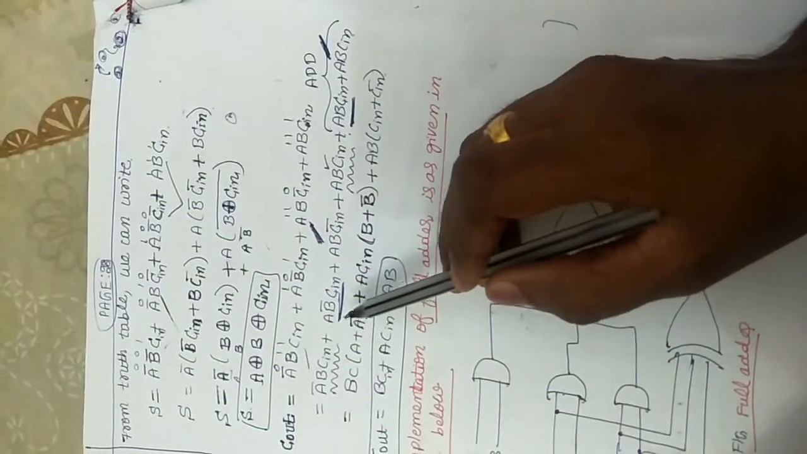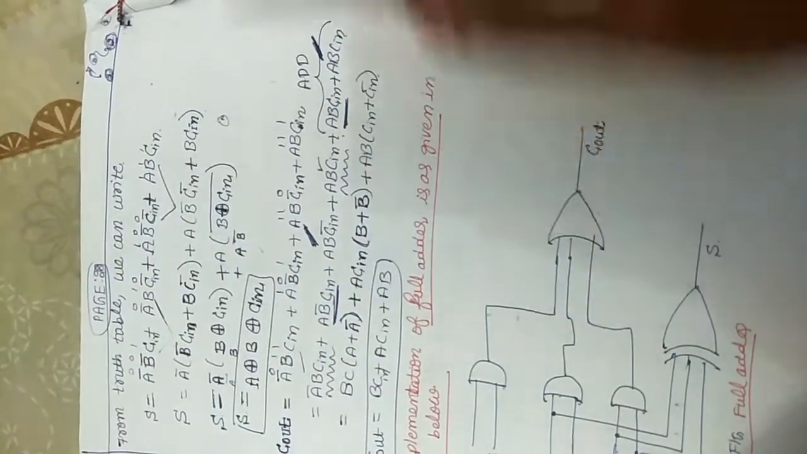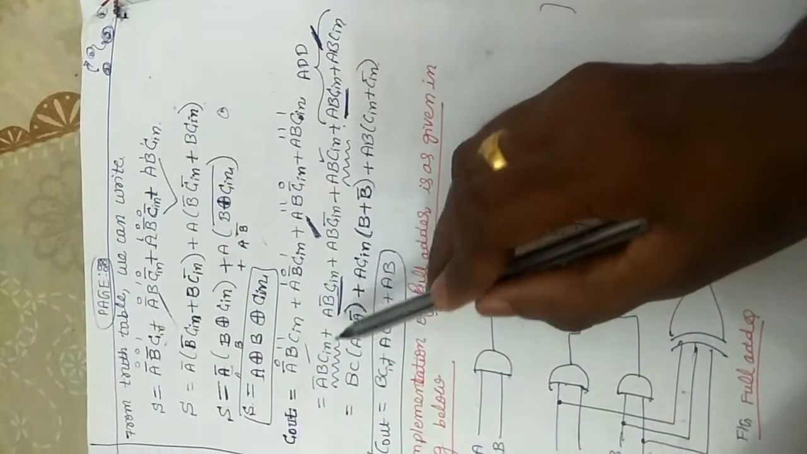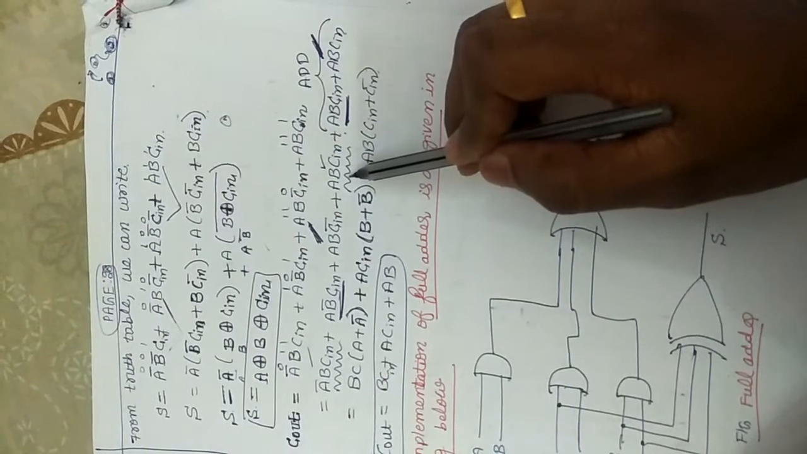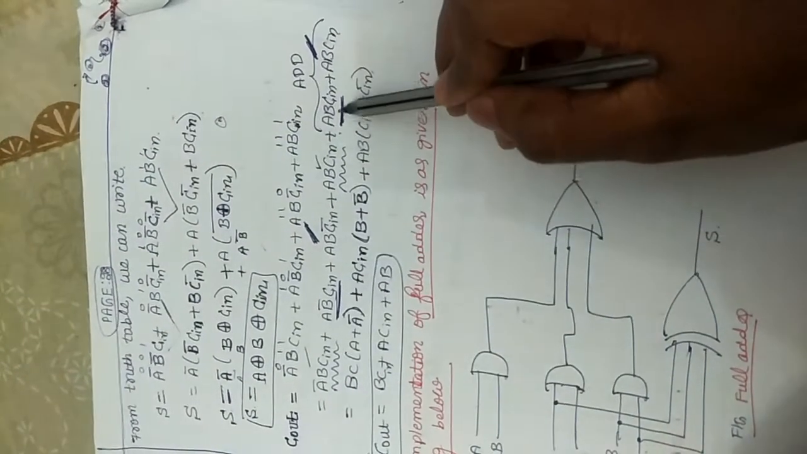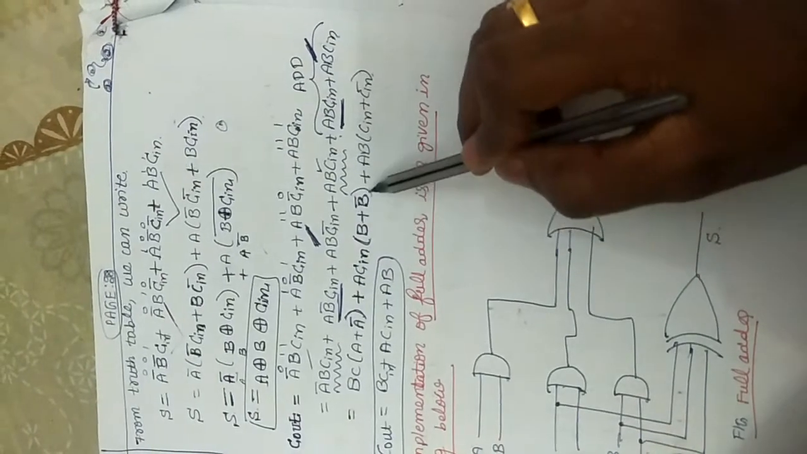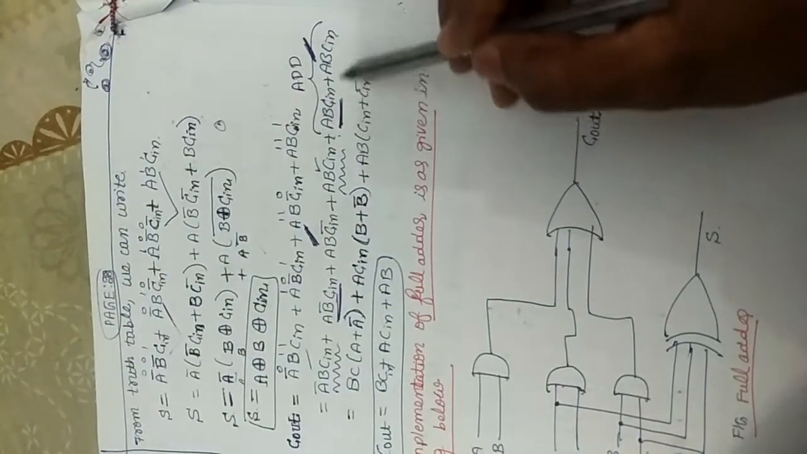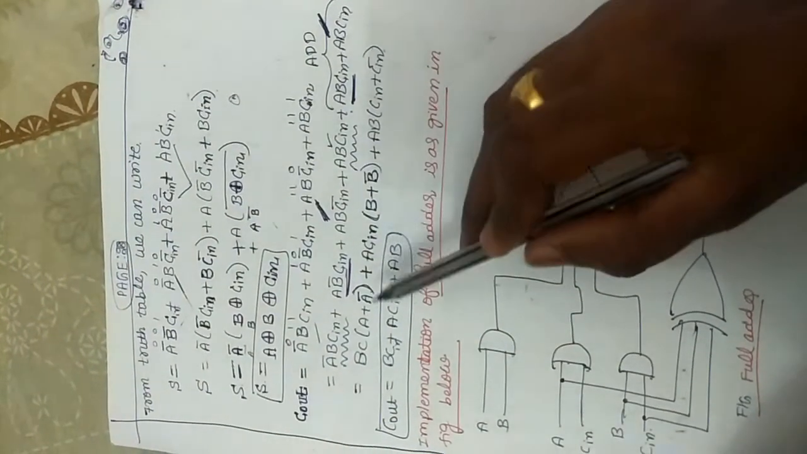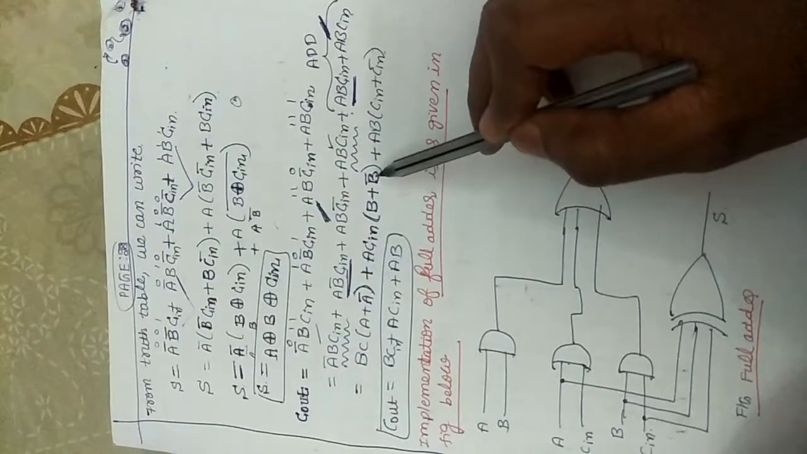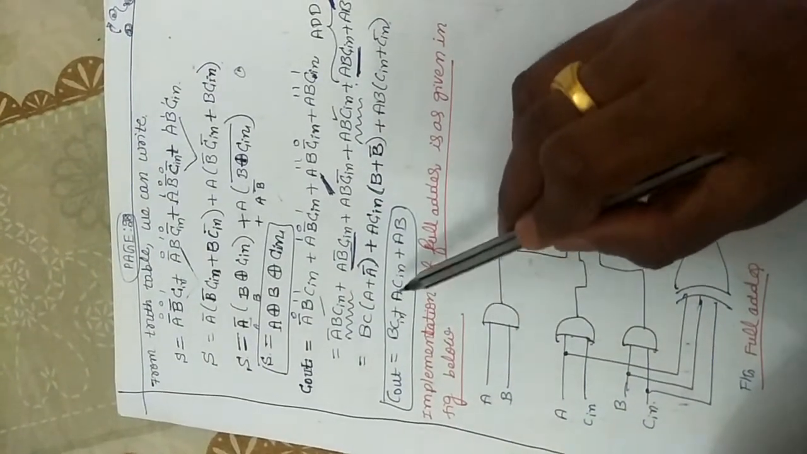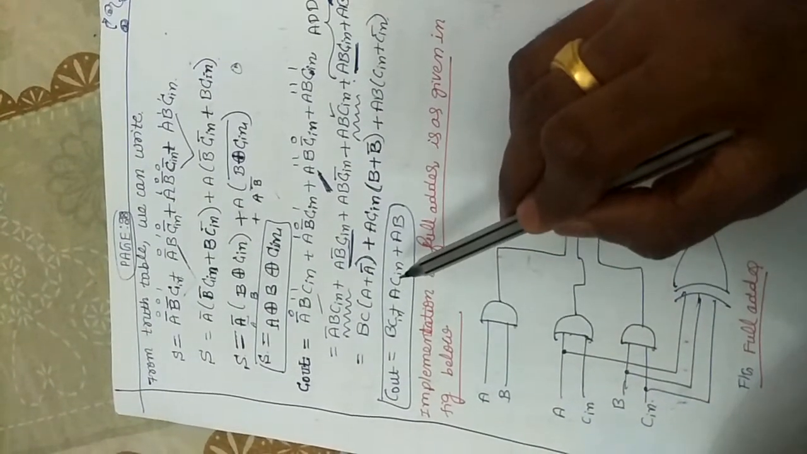Then after that you take down the common factors. From these two combinations you can take B C in as a common factor, and you are left with A plus A bar. From these two, A C in is common, and you are left with B plus B bar. From these two, A B is common, and you are left with C in plus C in bar. A plus A bar means 1, B plus B bar means 1, C in plus C in bar means 1. So carry out means AB plus BC in plus AC in.